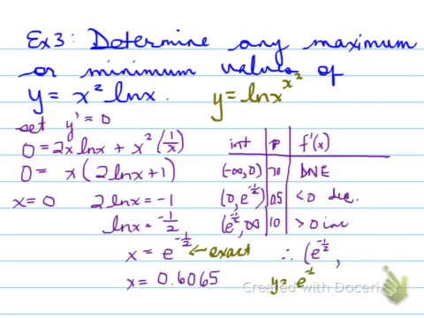e to the negative a half, all squared, times ln of e to the negative a half is going to equal, now let's look at this, folks. When you square this out, this will give us e to the negative 1. Ln of e, we know, is 1. We bring this to the front of it, and we end up with a value of e to the negative 1 times negative a half. So that works out to be negative 1 over 2e.